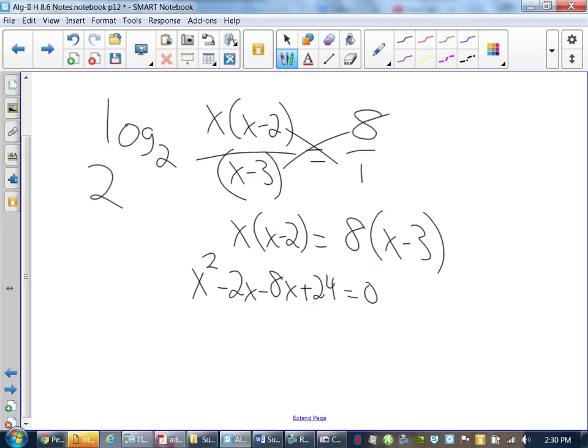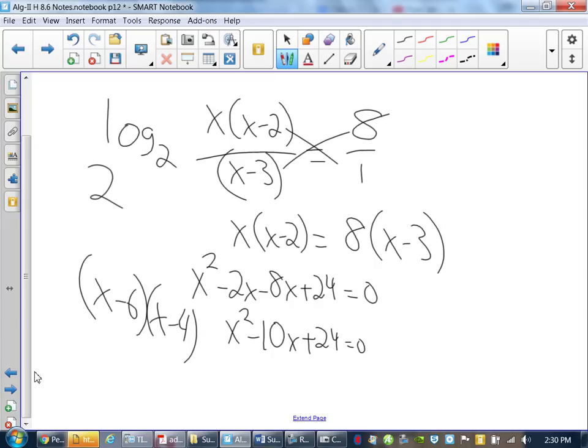Okay? So you wind up with x squared minus 10x plus 24, and you get (x minus 6)(x minus 4), zeros at 6 and 4. And then you check them.